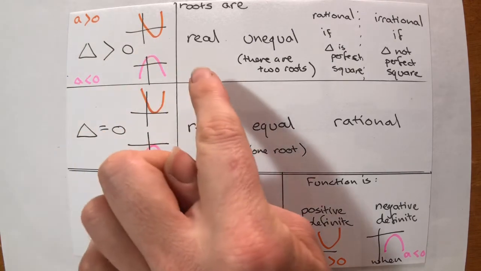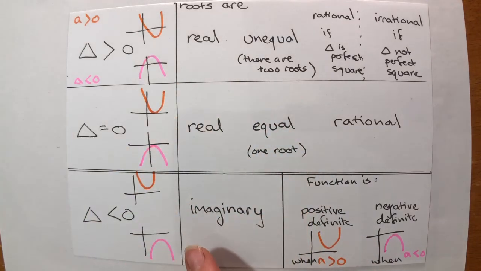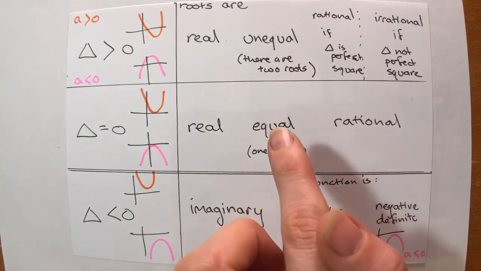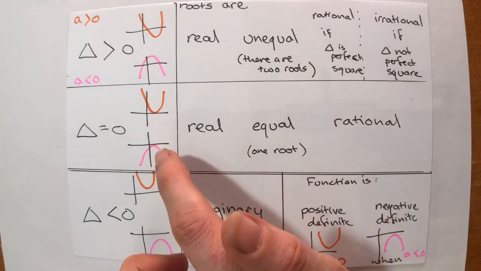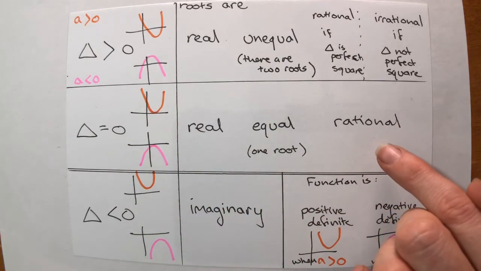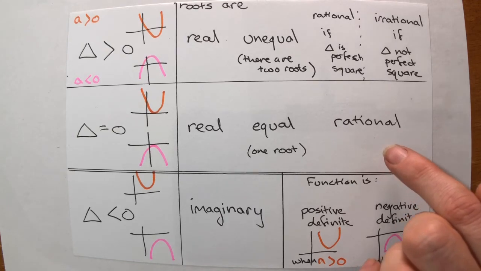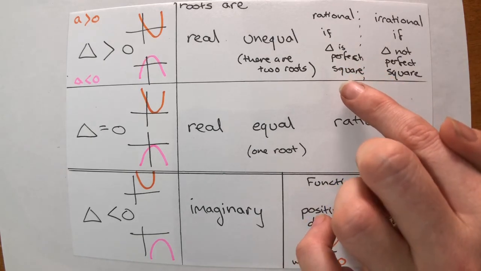The roots are what we call real, which means they exist, as opposed to when the discriminant is negative, we say the roots are imaginary, i.e. we don't have any. So that's all we can say about the roots with a negative discriminant. Up here, we could say they're unequal or they're equal, meaning they're different or it's just one root because they're the same. And when it's equal to 0, they'll always be rational because we actually lost that whole square root part of the formula. But over here, we've got a choice of rational or irrational depending on if the discriminant is a perfect square or not.